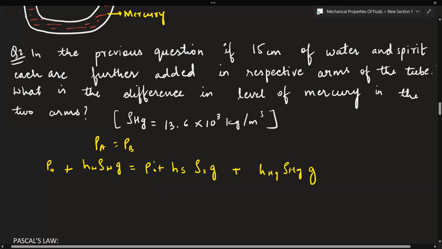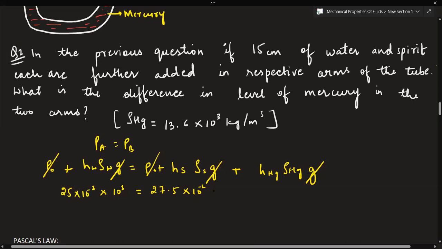Yes, ma'am. Now see, atmospheric pressure will cancel because the same atmospheric pressure has been applied on both the sides, and acceleration due to gravity would also cancel because it is the same. So see, height of water column we already have, that is 25 centimeter. So that would be 25 into 10 to the power minus 2, density 1000 kg per meter cube. So this completes your left hand side, is equal to height of spirit now, that is 27.5 into 10 to the power minus 2. That is the height.